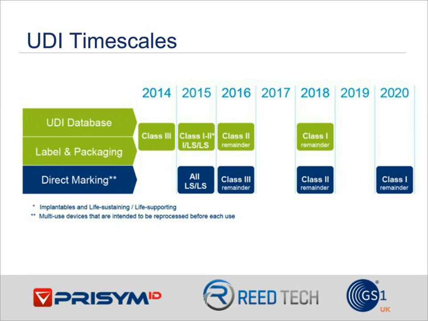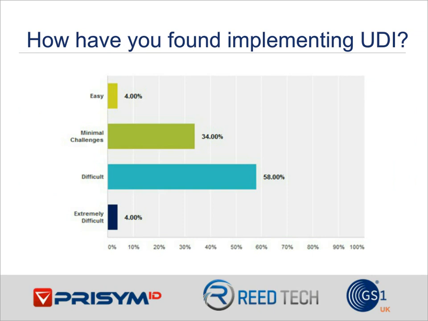So the question that we posed was, how have you found implementing UDI? And as you can see from this bar graph, we have results showing how easy or difficult it's been for the respondents. It's interesting that 4% found it easy and the same percent found it extremely difficult. Gary, why don't we start off with you? What are your thoughts on that?